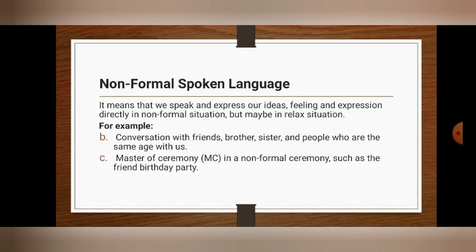And then, non-formal spoken language. It means that we speak and express our ideas, feelings, and expressions directly in a non-formal situation, but maybe in a relaxed situation.